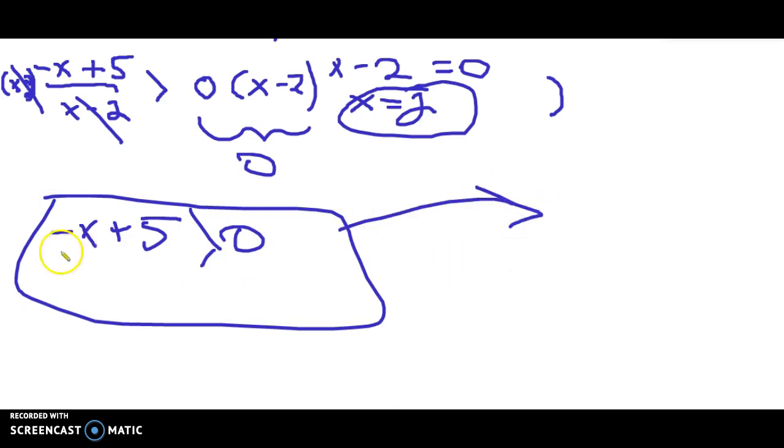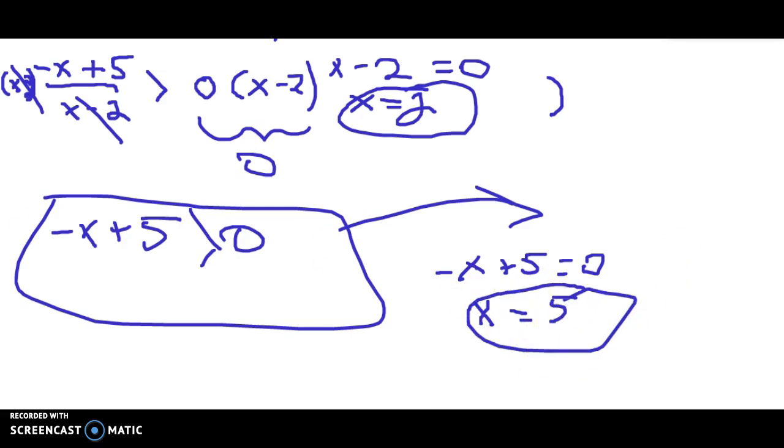So how we solve this one is we set this side equal to 0. So negative x plus 5, if we set that equal to 0, subtract 5 on both sides, divide by negative 1, which makes x equal to 5. So this is our second critical value.